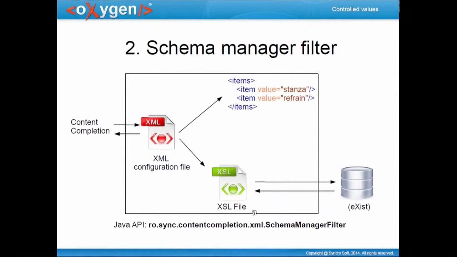And this XSL transformation can connect to an external data source, for example, an eXist XML database through REST, and maybe post-process a bit the data it receives from the eXist server. And afterwards, it has to return the same format with items. And these values will be contributed on content completion.